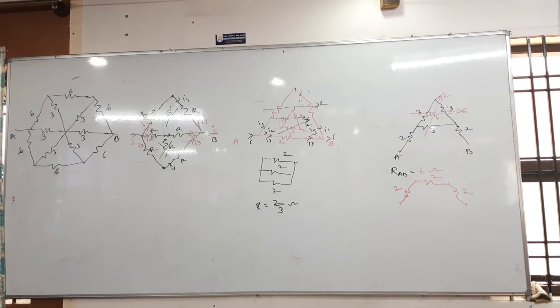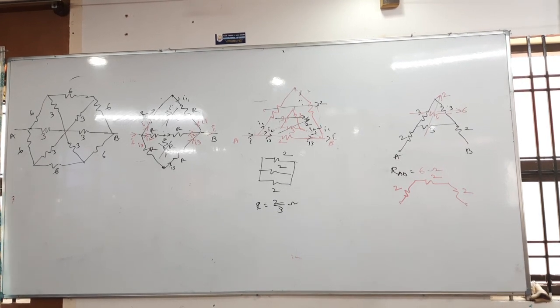Wrong. 42/13 is the correct answer. 42/13. 6, 3. Yes, 42/13 is the correct answer.